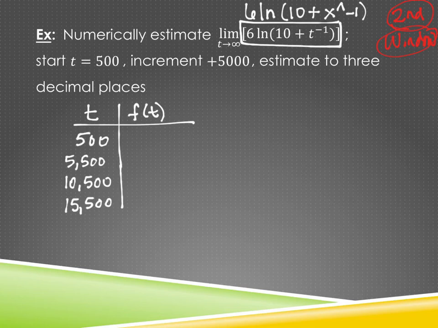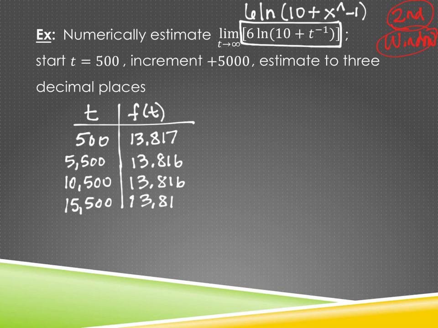500, 5,500, 10,500, 15,500. Okay, so let me write down, but don't write down what I'm writing down yet. What my screen actually shows me on my version right now is 13.817, 13.816, 13.816. If that's what I write down, what have I not considered that I was supposed to do?